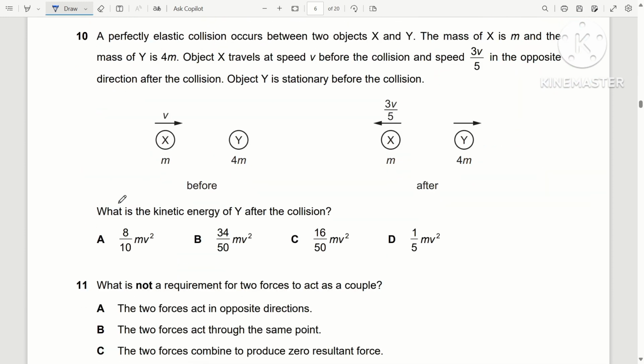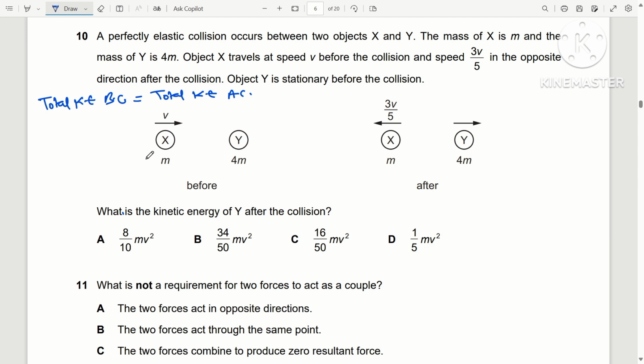Question number 10. A perfectly elastic collision occurs between two objects x and y. The mass of x is m and the mass of y is 4m. Object x travels at speed v before the collision and at speed 3v by 5 in the opposite direction after. Object y is stationary. What is the kinetic energy of y? Since it is a perfectly elastic collision, total kinetic energy before collision is equal to total kinetic energy after collision.